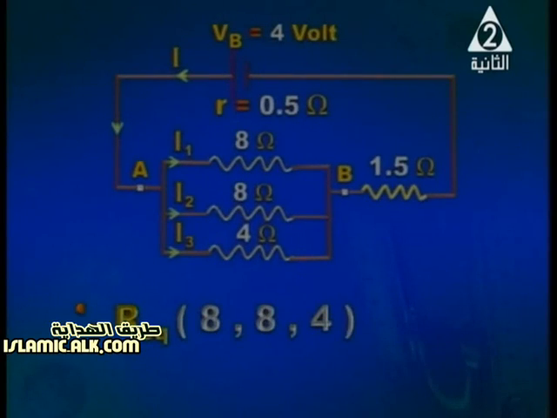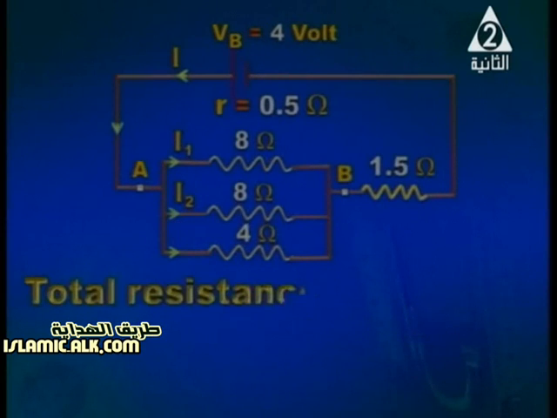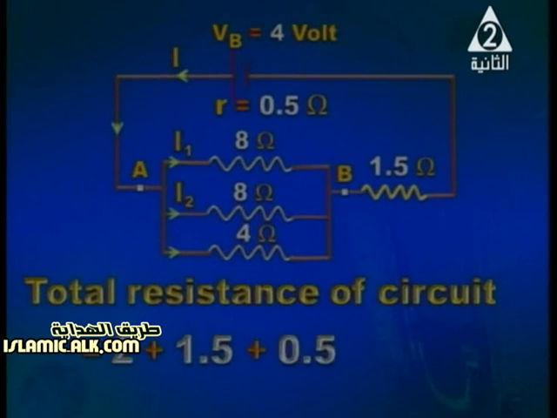So R equivalent of the resistors 8, 8 and 4 is equal to 2 ohm. 2 ohm is connected in series to 1.5 and to 0.5 internal resistance. So total resistance of the circuit is 2 plus 1.5 plus 0.5, so it is 4 ohm. Now we can calculate total current.